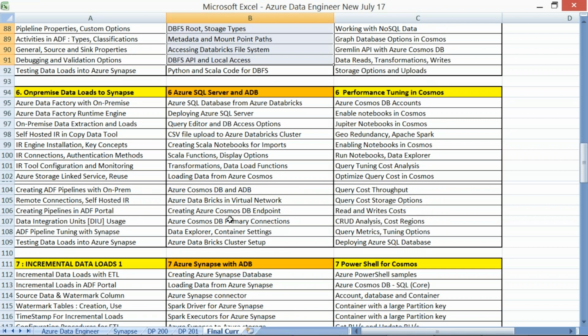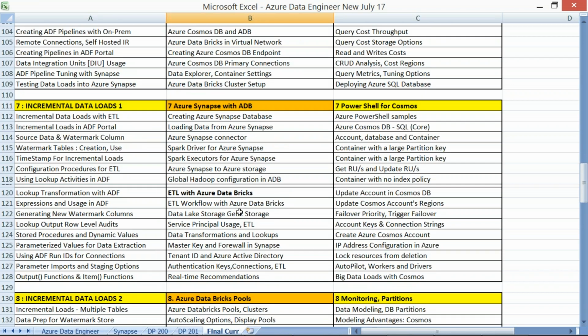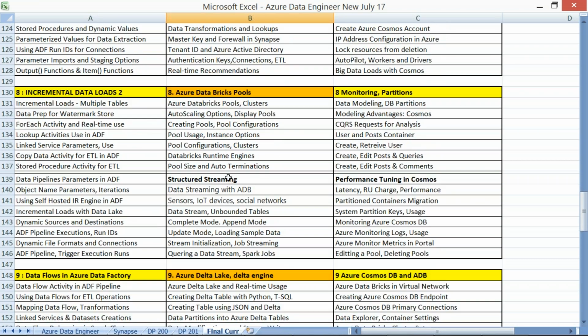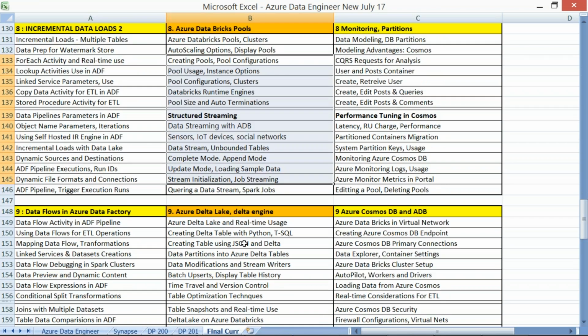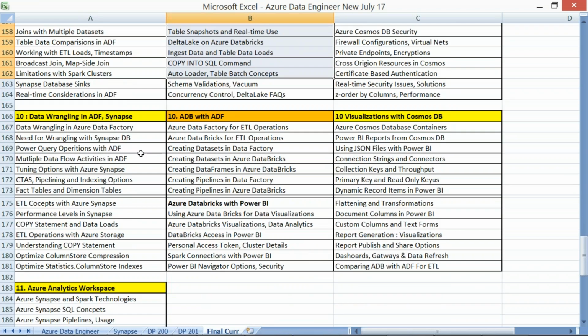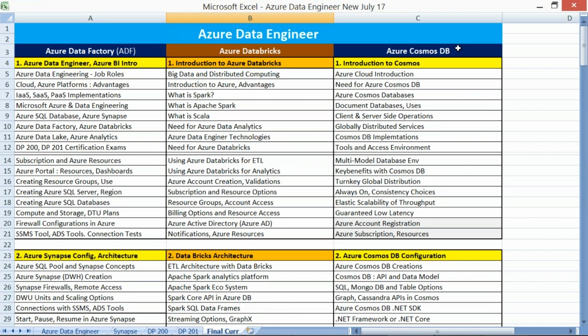integration with Azure Synapse and Azure Databricks, Azure SQL Server and Azure Databricks, both integrations. And we have streaming activities, reporting activities, and incremental loads in Databricks, and integrating Databricks with Data Factory. Looking back, integration components.